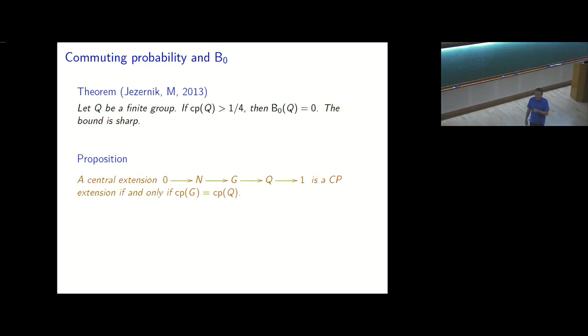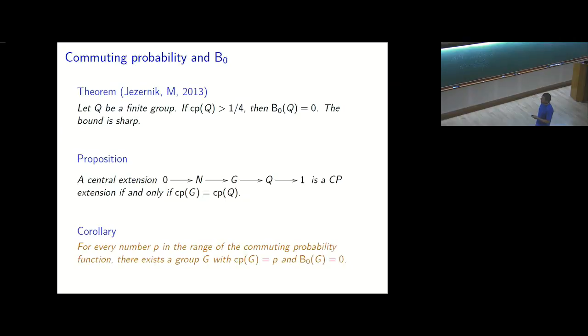And there is a really nice characterization of CP extensions in terms of the commuting probability. So a central extension is going to be CP precisely when the commuting probability of this bigger group is going to be equal to the commuting probability of the small group, which is not surprising, right? Because you're just lifting commuting elements to commuting elements in the big group. So this is also one way of verifying whether or not your group is right.